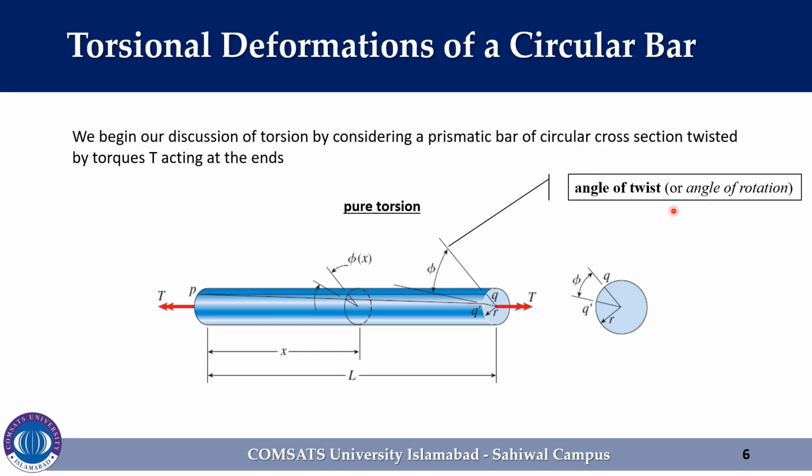Because of this rotation, a straight longitudinal line PQ on the surface of the bar will become a helical curve PQ', where Q' is the position of the point Q after the end cross section has rotated through the angle phi. The angle of twist changes along the axis of the bar, and at intermediate cross sections it will have a value of phi(x) that is in between 0 at the left-hand end and phi at the right-hand end. If every cross section of the bar has the same radius and is subjected to the same torque, or pure torsion, the angle phi(x) will vary linearly between the ends.